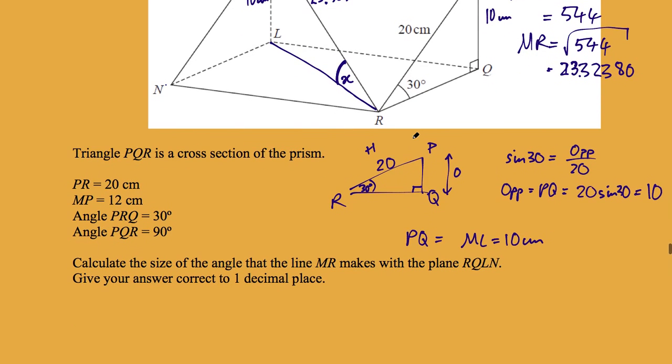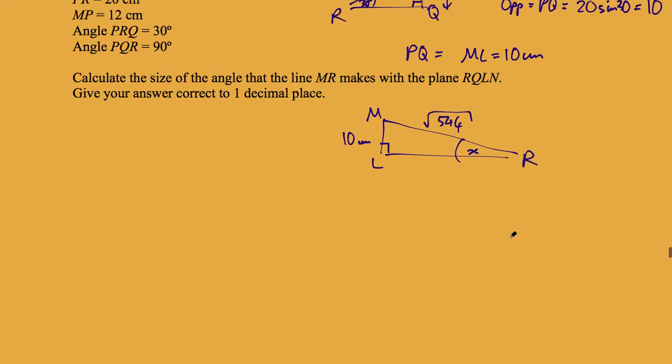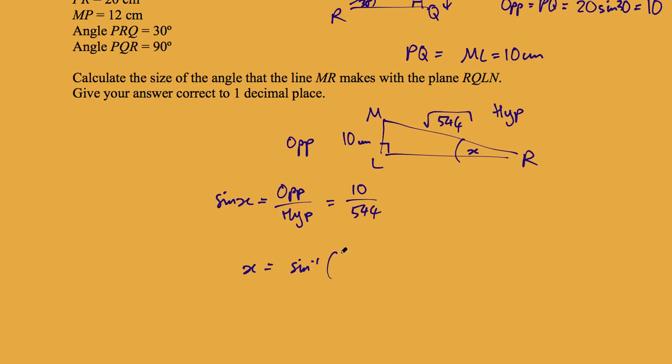So this leads me to my final triangle, which is RLM, right angle triangle. I know that this height ML is 10, and I know that this length here is root 544, and I'm looking for this angle X in here. So again, I've got opposite and hypotenuse, haven't had to use the adjacent at all, so sine X equals opposite over hypotenuse, which is 10 over root 544. So angle X is inverse sine, sine to the minus 1, of 10 over root 544.